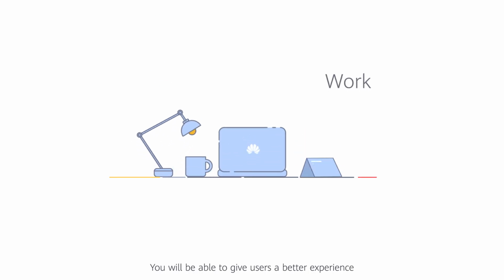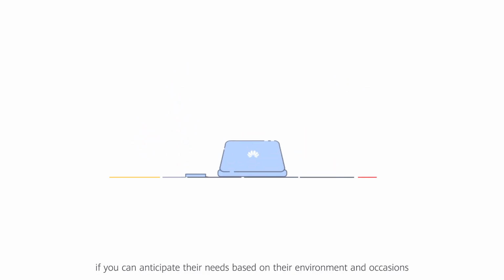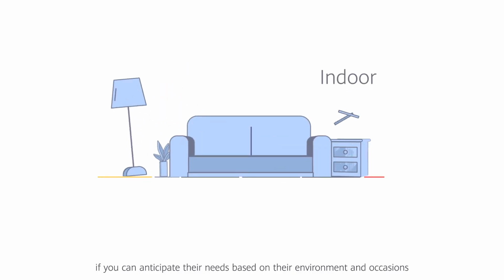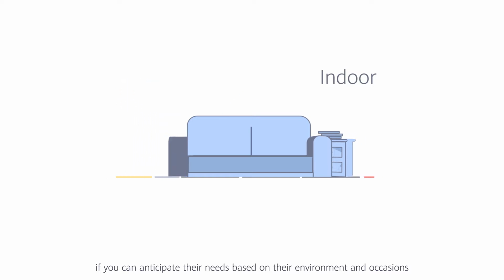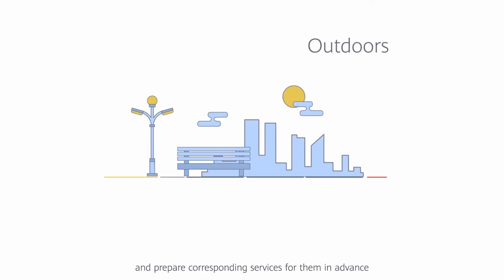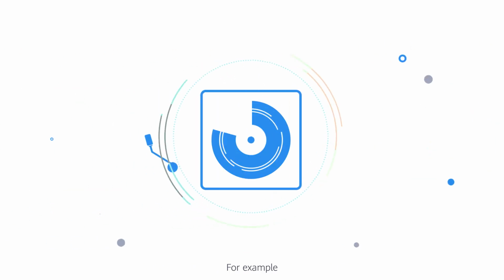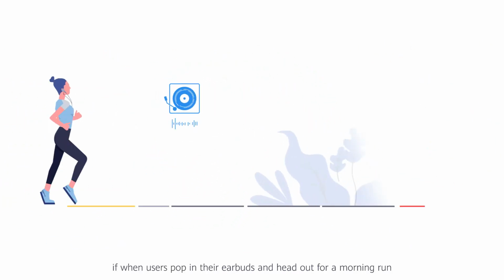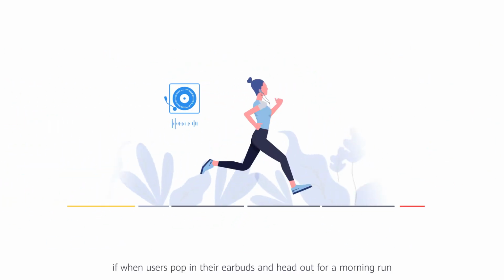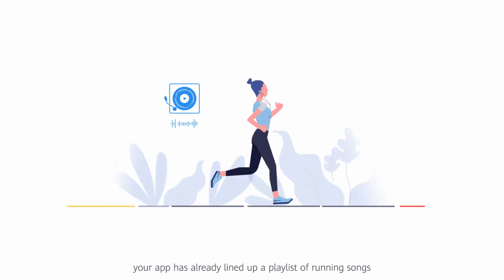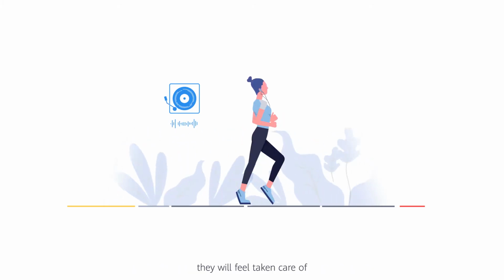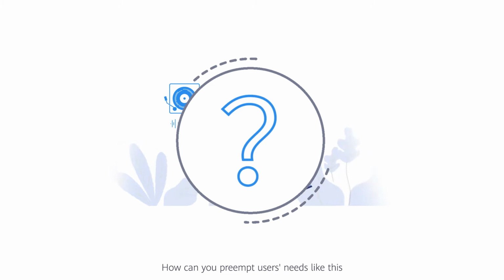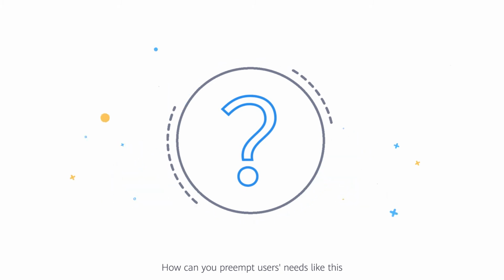You will be able to give users a better experience if you can anticipate their needs based on their environment and occasions, and prepare corresponding services for them in advance. For example, if when users pop in their earbuds and head out for a morning run, your app has already lined up a playlist of running songs, they will feel taken care of. How can you preempt users' needs like this?